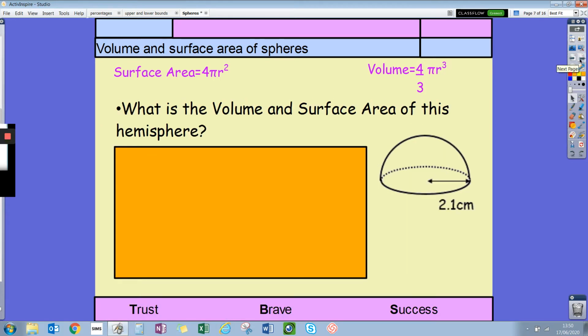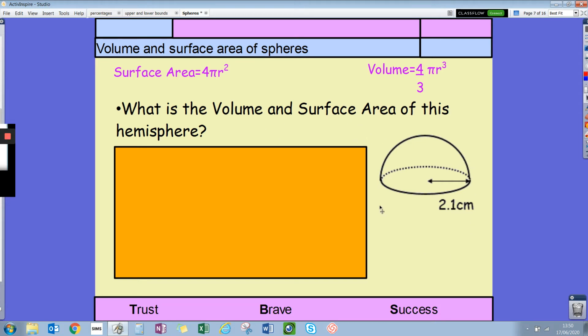So now we've looked at finding the volume and surface area of a sphere. Now we're going to look at finding the volume and surface area of a hemisphere, which is half a sphere. The first thing we're going to look at is volume, and then we'll come back to surface area afterwards.